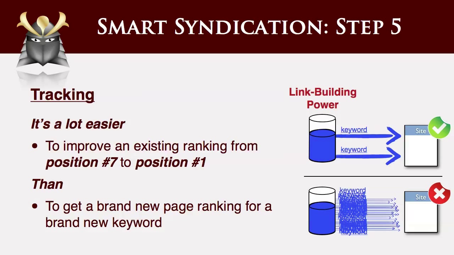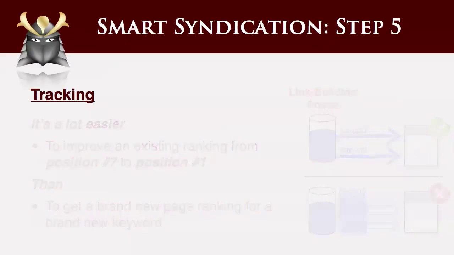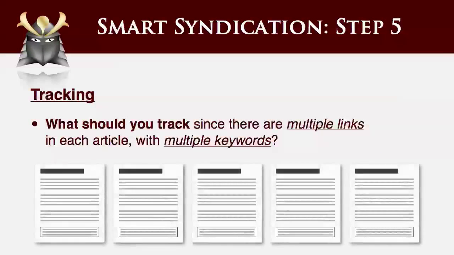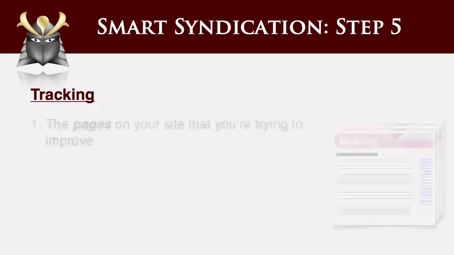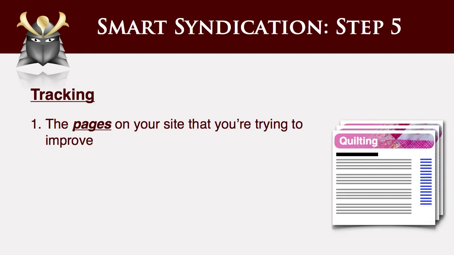However, while everybody talks about tracking, when it comes to article marketing, what should you track, since there are multiple links in each article with multiple keywords? The first thing that you need to track are the rankings of the pages on your site that you're trying to improve. While you're syndicating your article to thousands of sites on the internet, you're not worried about where those articles are ranking. You're only interested in tracking the rankings of the pages that your syndicated articles point back to.